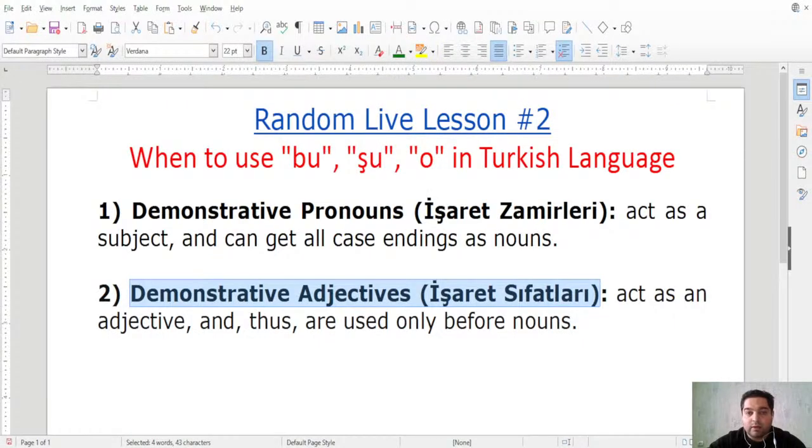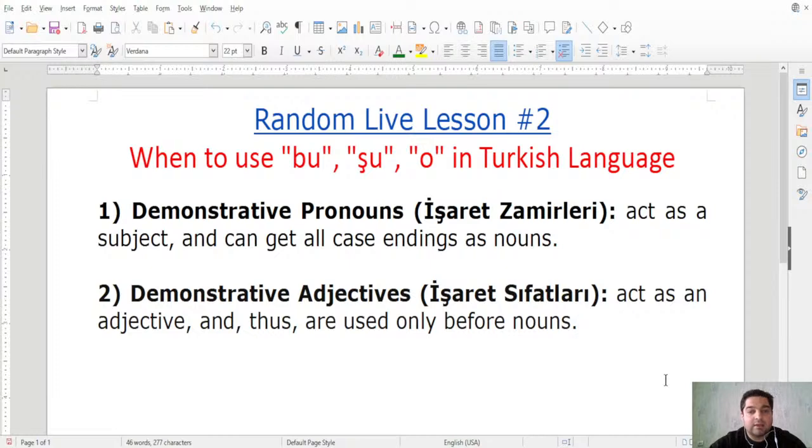Now, let me first mention at the beginning that bu, şu, o are used for two different purposes. The first one is that they are used as demonstrative pronouns, and the second, they are used as demonstrative adjectives. Demonstrative pronouns act as a subject, and they can get all case endings as nouns, like dative case, accusative case, ablative case, locative case endings, all those 8 endings, including the possessive endings and other endings.